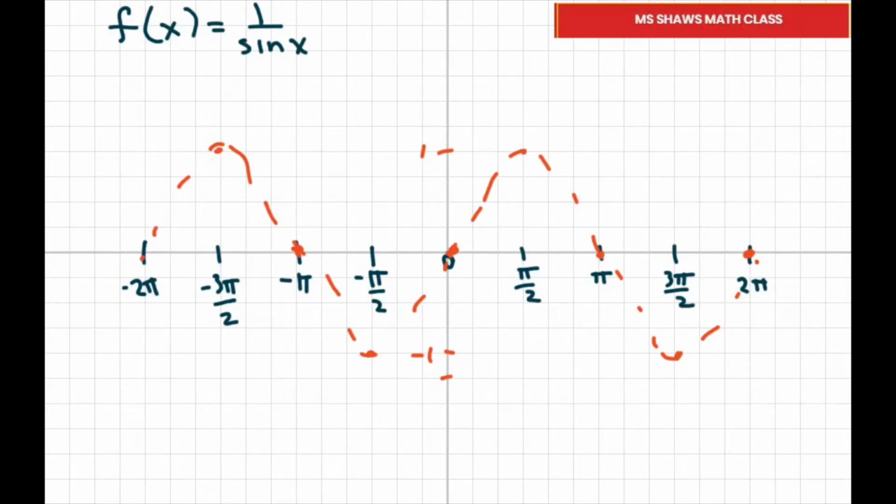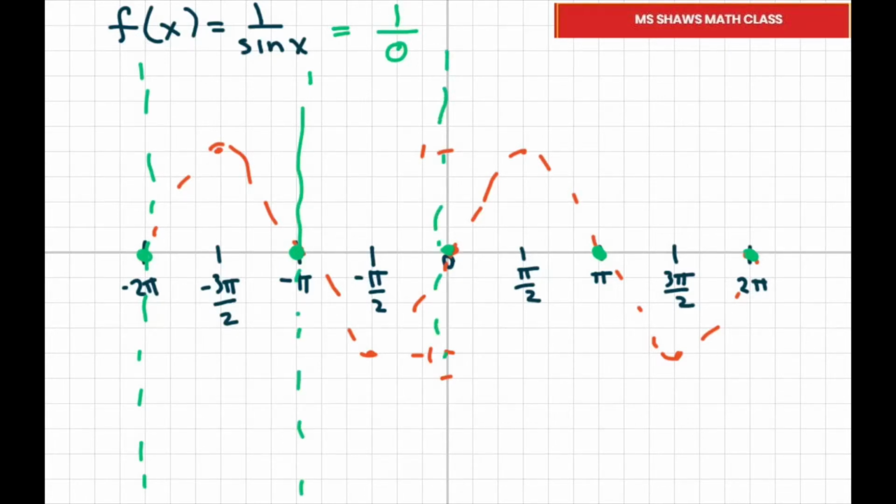And I know cosecant's 1 over sine. I also know where sine is 0. Sine is 0 here and here. Sine of 0 is 0, sine of pi is 0, and sine of 2 pi is 0. So what the problem is, when sine is 0, that would be 1 over 0. That generates vertical asymptotes. So everywhere that sine is 0 is a vertical asymptote. So I'm going to draw vertical asymptotes right where sine is 0, because you cannot divide by 0.